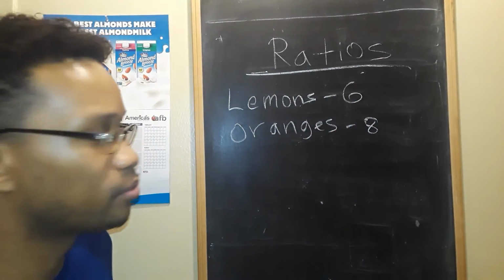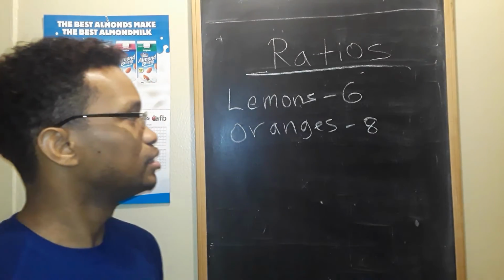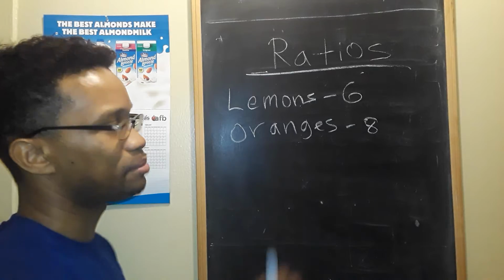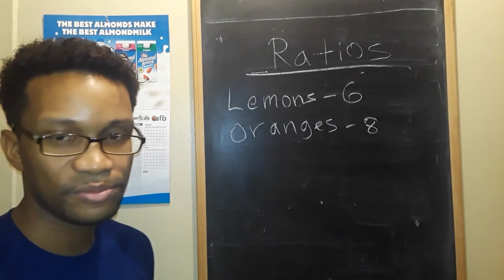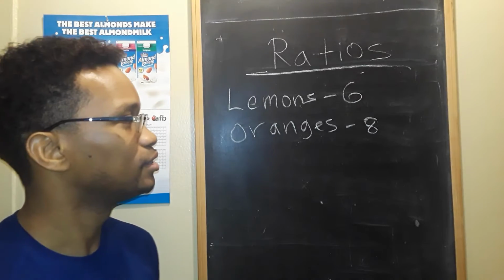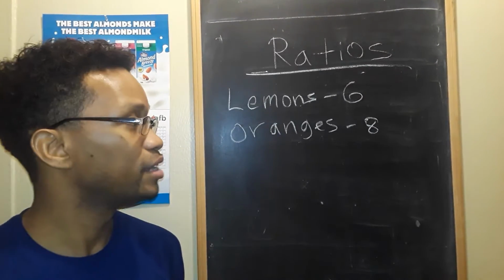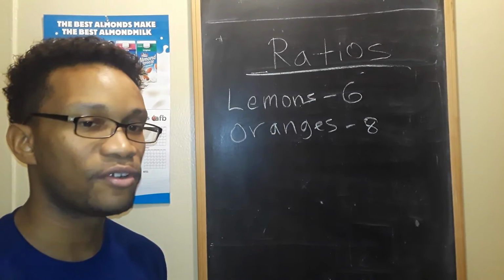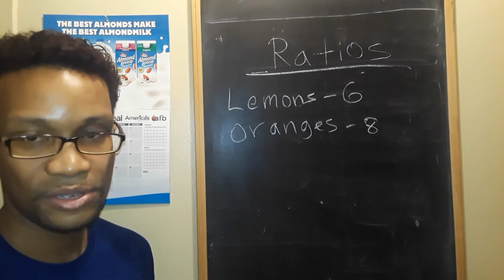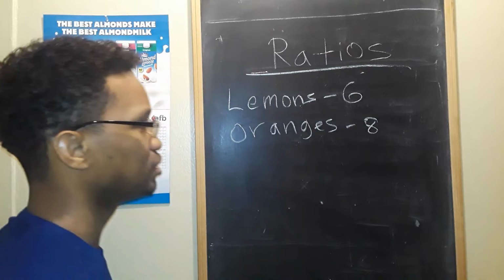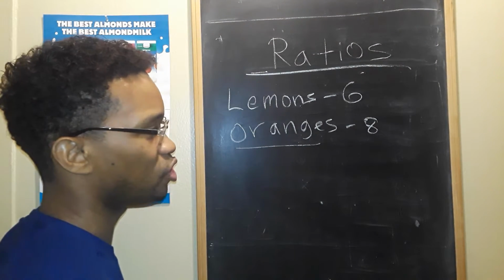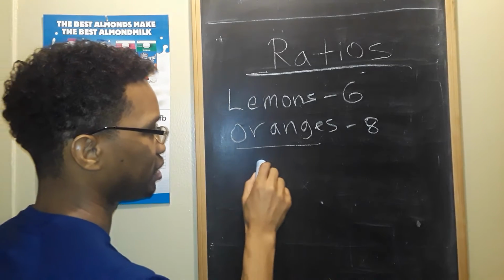So the first ratio problem I'm going to give is this one. Here, I gave two examples. Lemons, there's 6 lemons and there's 8 oranges. Right? So the ratio that you have to find is, if you have 6 lemons and 8 oranges, what is the ratio of oranges to lemons? So if I said oranges to lemons, then what you do is you write how many oranges you have. You have 8. So I'll write the number 8 over here.